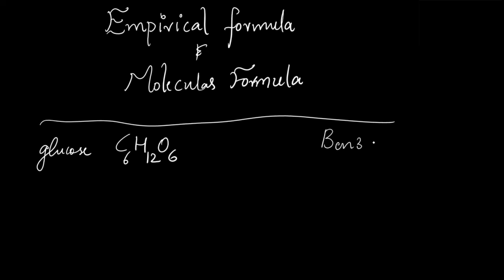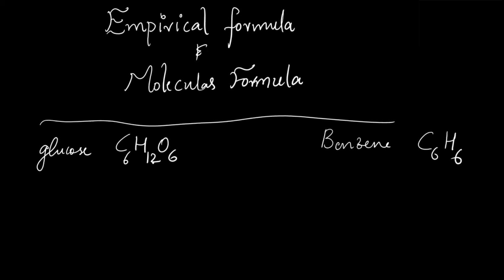What is the molecular formula of benzene? It is C₆H₆, right? Now see, when you hear the molecular formula of glucose or benzene, what all things will you get from here? You will get the elements present in glucose. Carbon is there, hydrogen is there, oxygen is present, right? And about benzene, you will understand that benzene contains carbon and hydrogen.